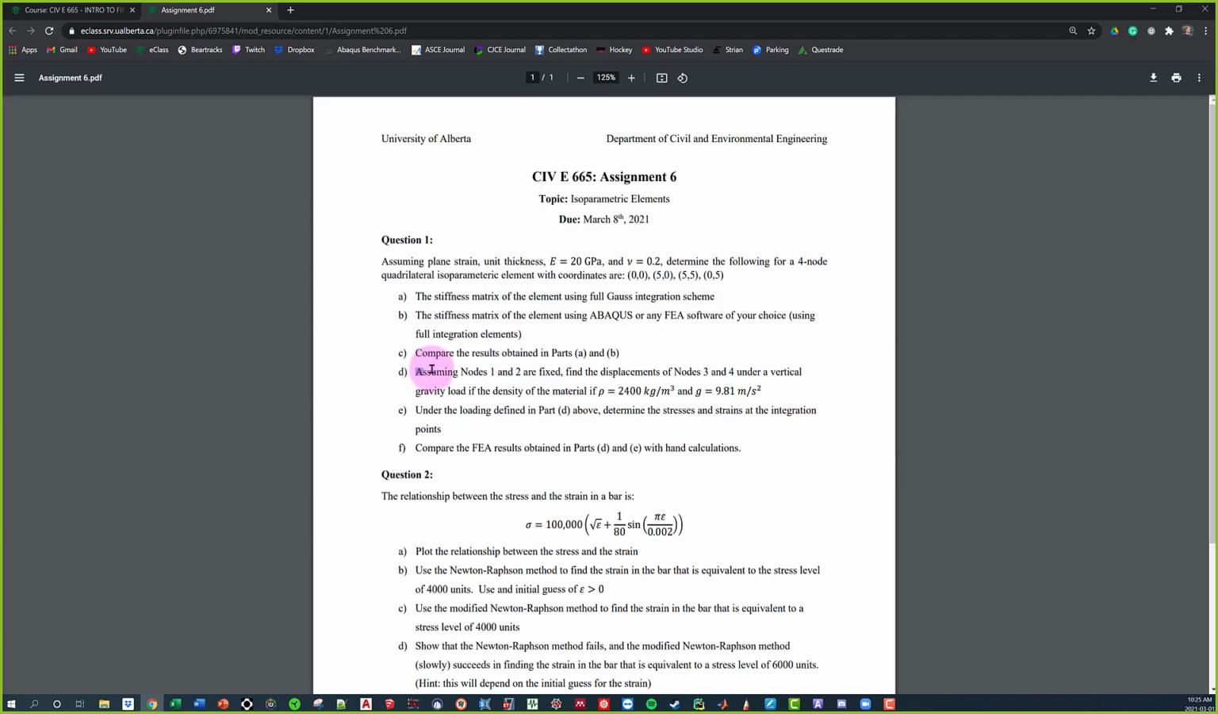Part D says, assuming nodes 1 and 2 are fixed, find the displacements at nodes 3 and 4 under a vertical gravity load, if the density of the material is 2,400 kilograms per meter cubed and gravity is 9.81 meters per second squared. Nice and easy. You know the formula to figure out those nodal displacements. You know the stiffness matrix from part A. You just solve the equation, K times U is equal to F. Nice and simple.